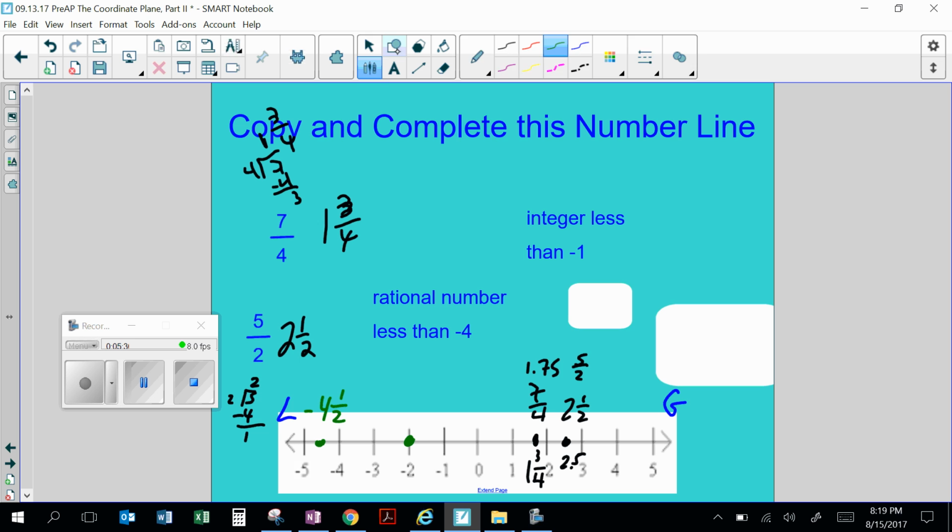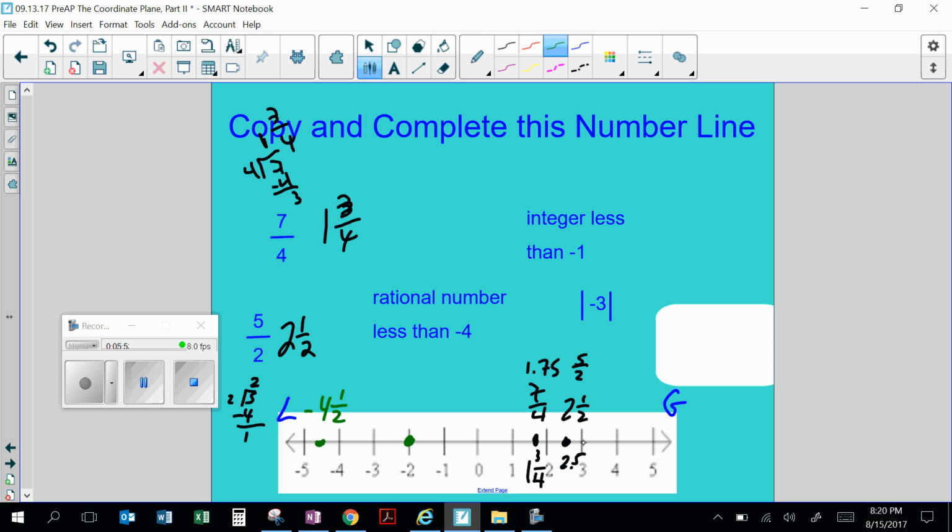Next one, uncover absolute value of negative 3. Ooh, do you remember? Here's negative 3. Absolute value is the distance from 0 to negative 3. How many units away is 0 from negative 3? Let's count. 1 unit, 2 units, 3. So the absolute value of negative 3 is 3.